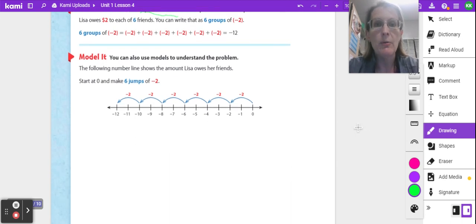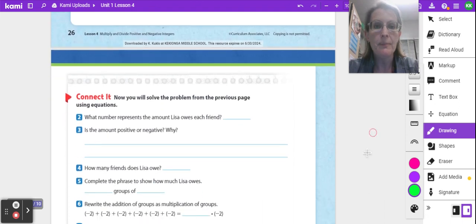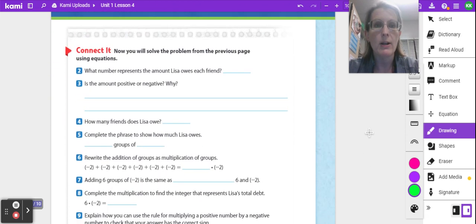So you could show that with the number line also, that if each friend owes $2, it's going to go to the left. So we have 2, 4, 6, 8, 10, 12. So we still got negative 12. But now let's look at our questions. So question number 2 says, what number represents the amount Lisa owes to each friend?